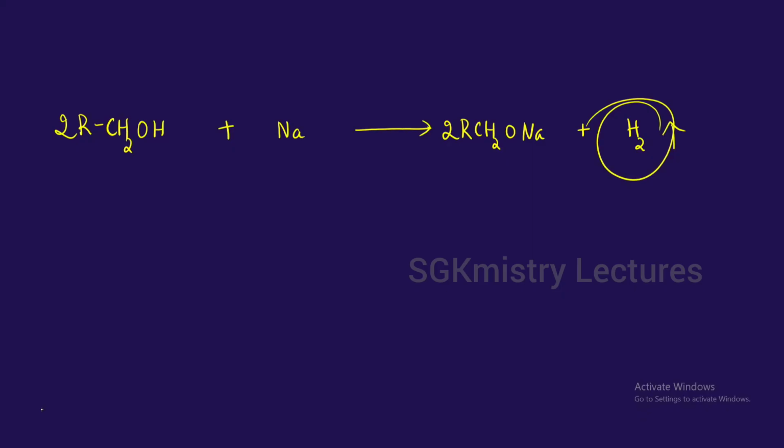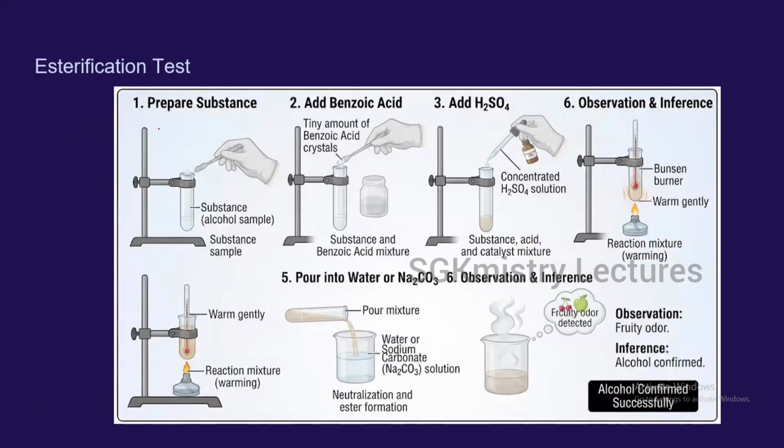We also have to confirm the presence of alcohol. If this brisk effervescence is seen, then we need to confirm whether the compound is alcohol or not. So we go for the esterification reaction. Very simply, we know that esters are formed by the reaction of alcohols and carboxylic acid in the presence of a mineral acid, which acts as a catalyst. The same principle is kept in mind, and we are going to perform this test. We take the substance, here the alcohol sample, and add benzoic acid, because benzoic acid is the carboxylic acid which will react with alcohol in the presence of mineral acid to give the ester.